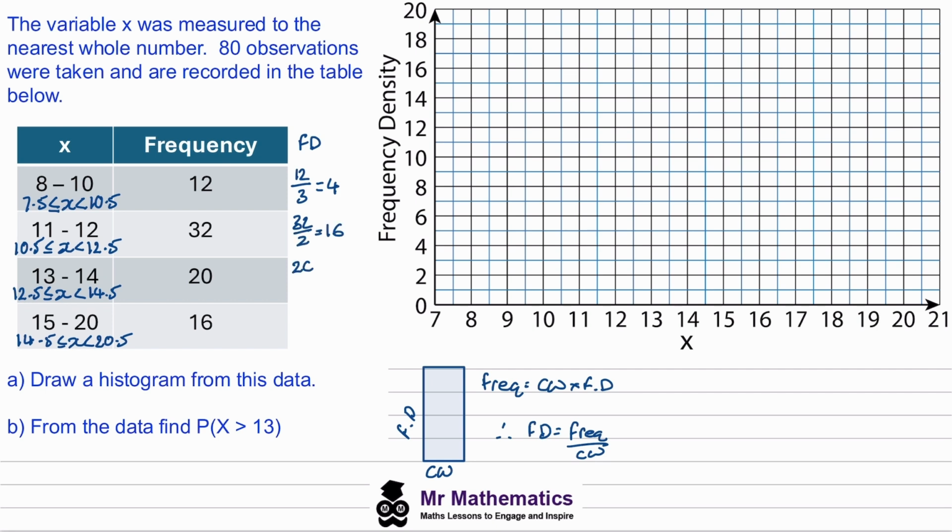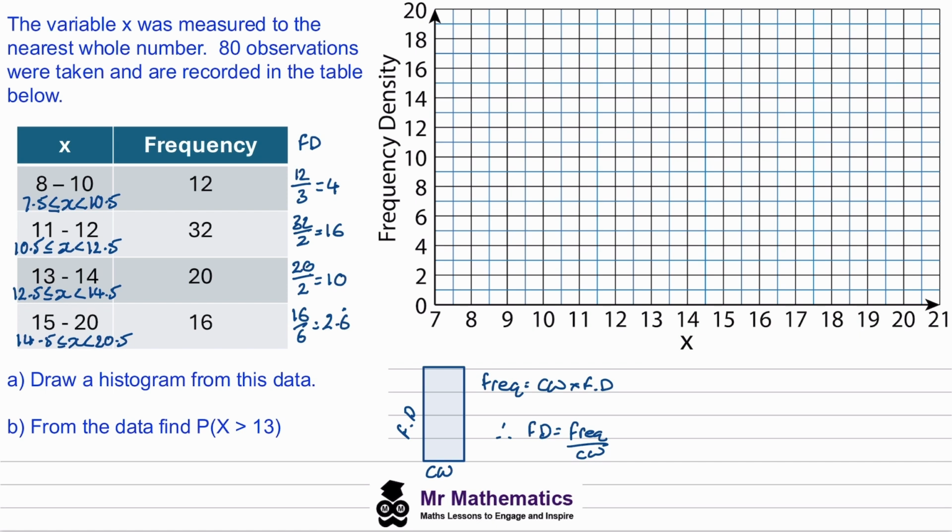Then we'll have 20 divided by 14.5 take away 12.5. This will give us 10. And then the 16 divided by the 20.5 take away the 14.5. So 16 divided by 6 will give us 8 over 3, or 2.6 recurring. Okay?